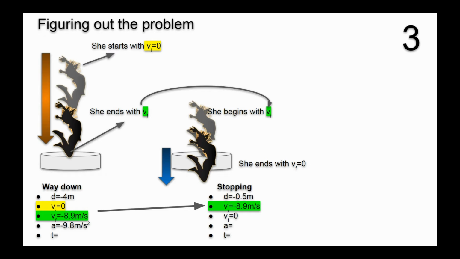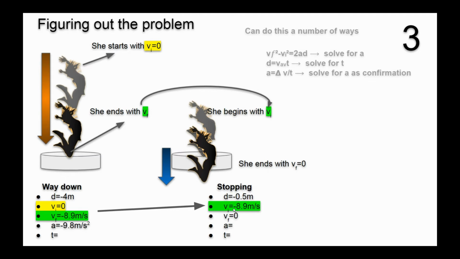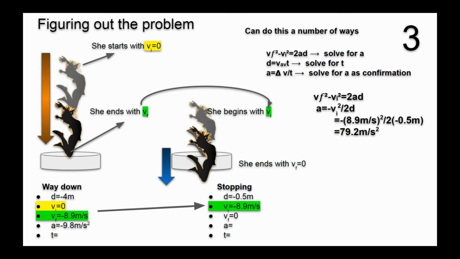She's landing at minus 8.9. So we pass that value forward into this equation's VI. And once again, the time-independent equation will show up. There's about 3 equations you can use. The best way to do this is start with your time-independent one, because you really don't have much choice.